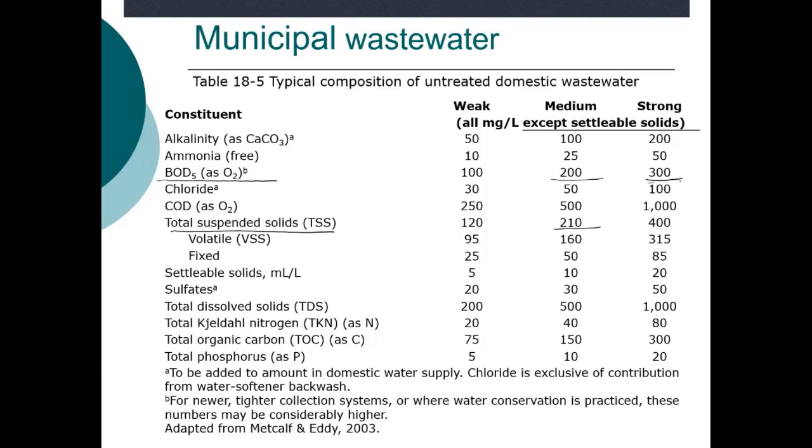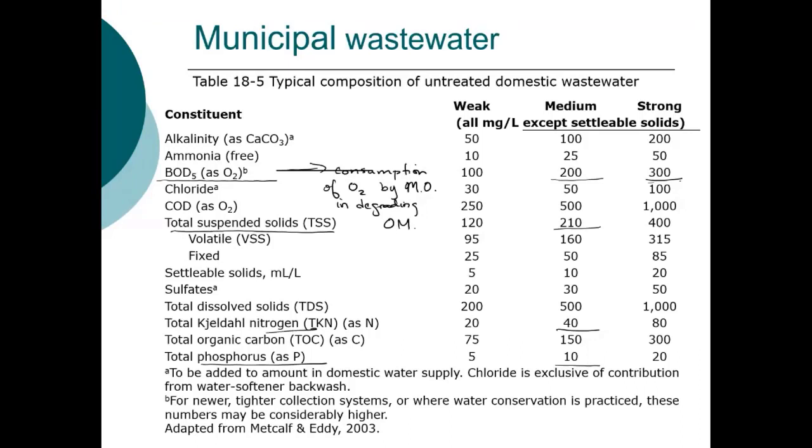And I've highlighted these because in terms of treatment, these are often the two parameters that we use for treatment. The other parameters that we want to think about are phosphorus and nitrogen. Why do we care about phosphorus and nitrogen in particular? With BOD, we're looking at the consumption of oxygen by the microorganisms in degrading organic matter. Why do we worry about nitrogen and phosphorus? What is it about nitrogen and phosphorus that is of significant concern?